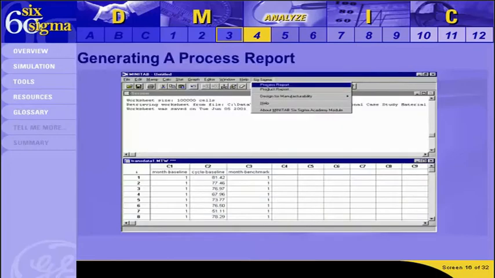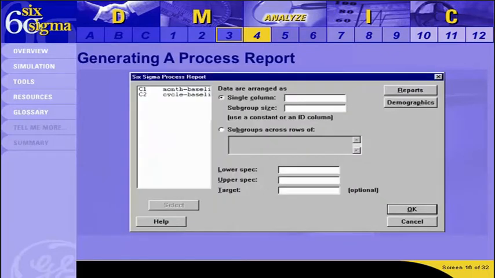Now that we have determined that the data supports determination of process capability, we'll use Minitab to generate the report. First, select the Six Sigma menu from within Minitab and then select the Process Report. Upon selecting Process Report, the system displays this menu.